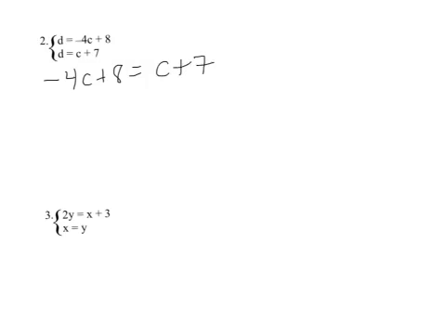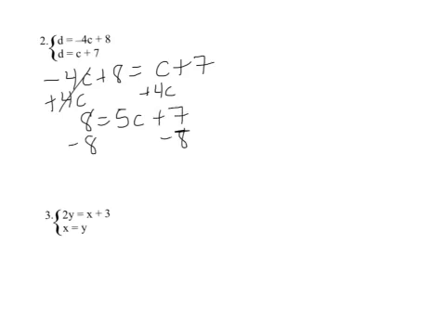Then, variables on both sides, I like to add 4c. You could also subtract c if you wanted. So I'm going to get 8 equals 5c plus 7. And then I'm going to subtract 8 from both sides. Nope, I'm sorry, I'm going to subtract 7 from both sides. And I'm going to get 1 equals 5c. Then you divide by 5, and you get that c is equal to 1/5.